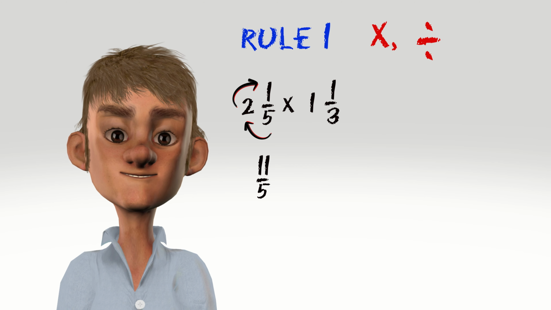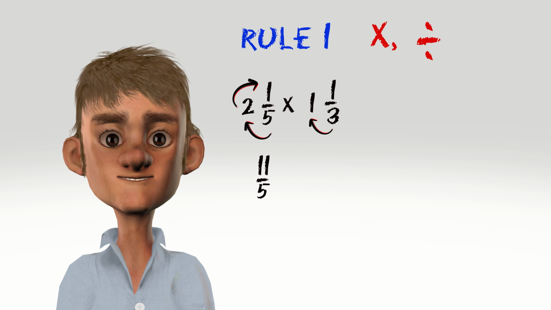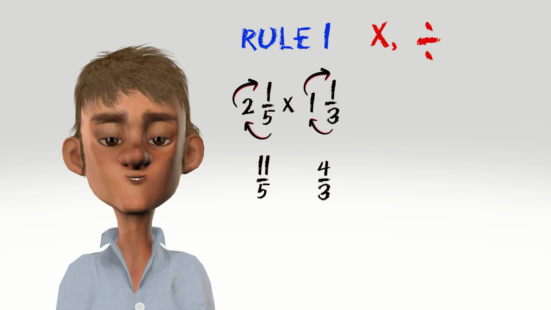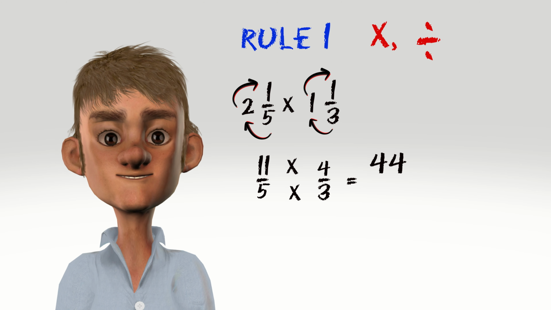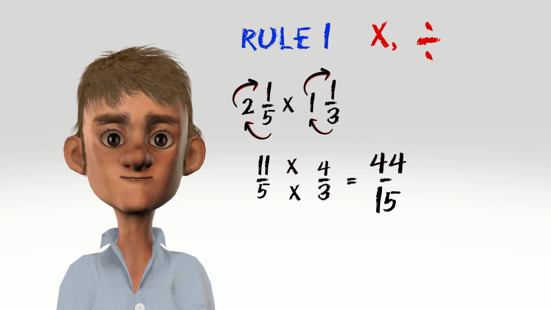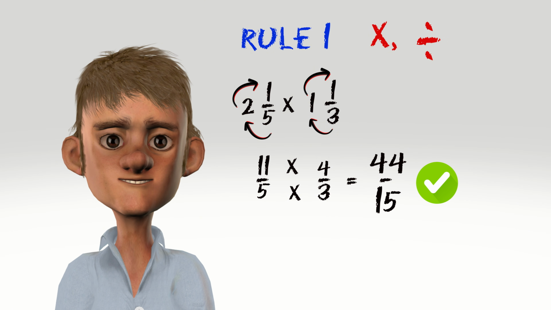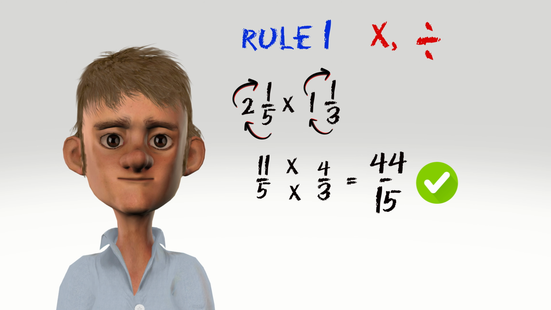And then 1 and 1/3 as an improper fraction: 3 times 1 is 3, plus 1 is 4, or 4/3. So now I'm just going to simply multiply across. 11 times 4 is 44, and 5 times 3 is 15. And we're done. Okay, you already know how to multiply and divide fractions. Let's get into our second rule.